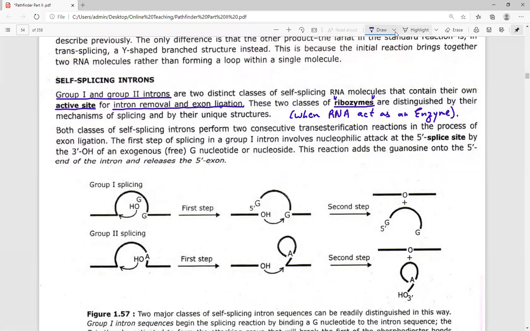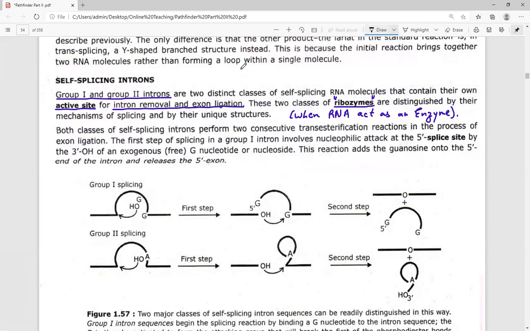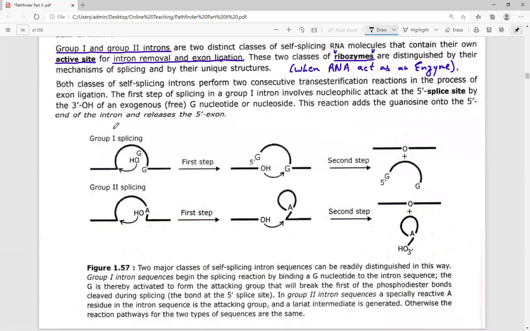Here the introns are being removed and the exons are going to be ligated together. The introns will be spliced and the exons will be joined together with each other. Now, how the reaction occurs, that we have to see. These two classes of ribozymes are distinguished by their mechanism of splicing. In group 1 splicing, these types of introns have a branch point guanine. The branch point guanine has a hydroxyl group present on itself.